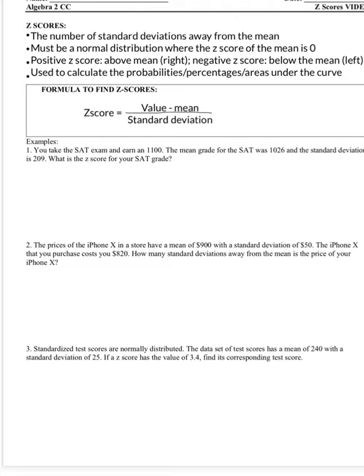So, number 1, you take the SAT exam and you earned an 1100. The mean grade for the SAT was a 1026, and the standard deviation is 209. What's the z-score for your SAT grade? Meaning, if you were to go all out and figure out this entire curve, so again, you would do the mean, and then you would do all of the half standard deviations, where are you?